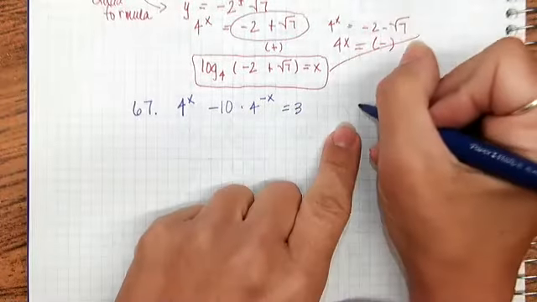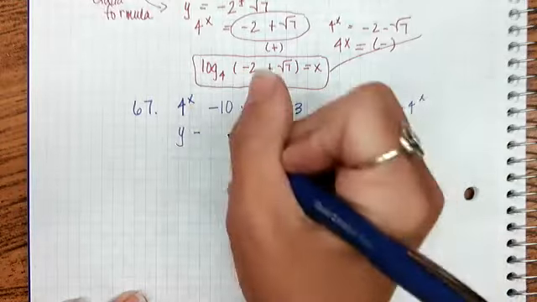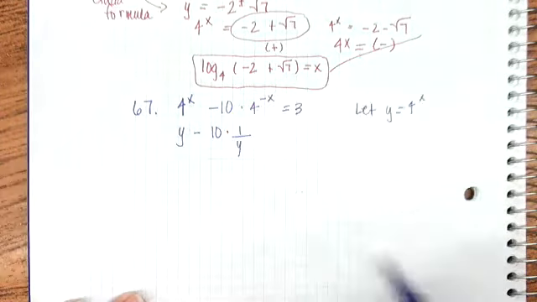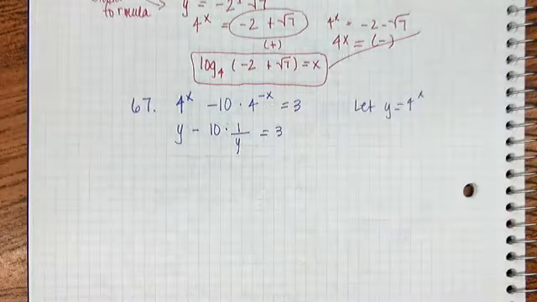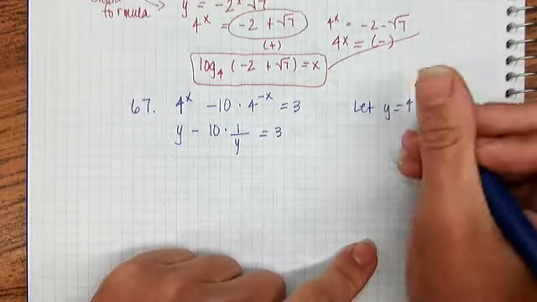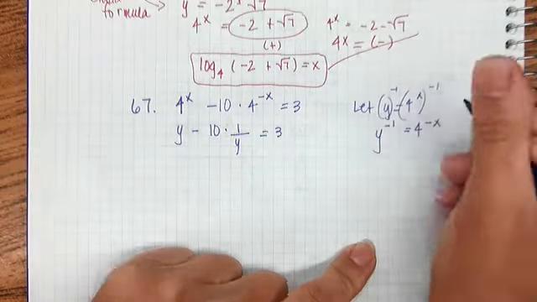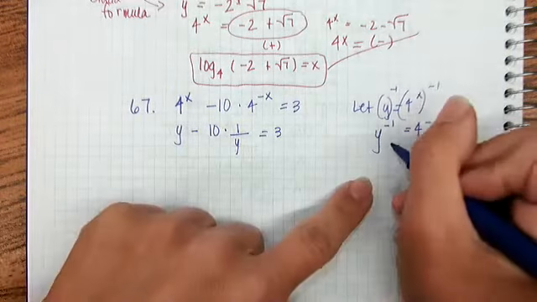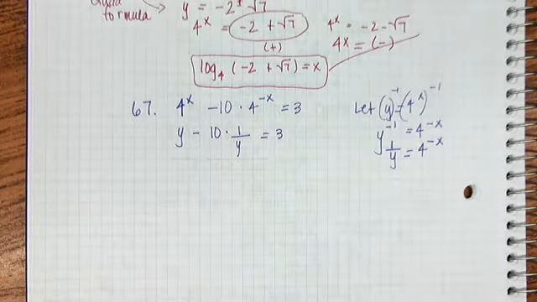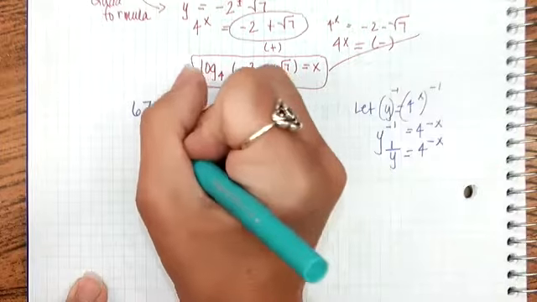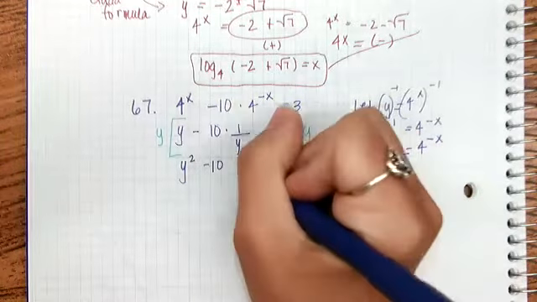So I'm going to say let y equal 4 to the x. So this is going to become y minus 10 times 1 over y, and that's going to equal 3. If y equals 4 to the x and you raise both sides to the -1 power, you get y to the -1 equals 4 to the negative x, and y to the -1 is 1 over y. So 4 to the negative x equals 1 over y. Multiply both sides by y. So that becomes y squared minus 10 equals 3y.